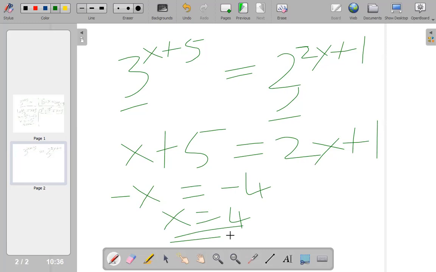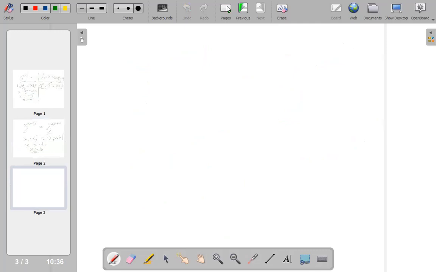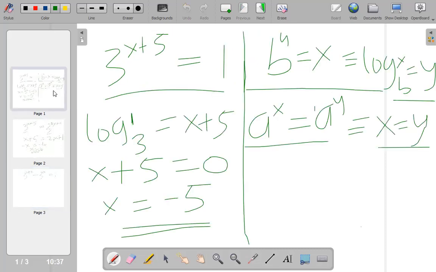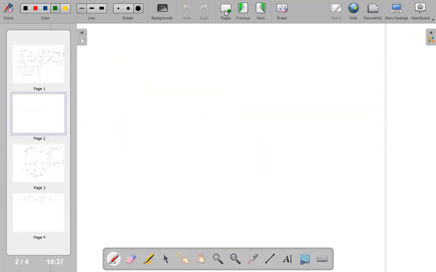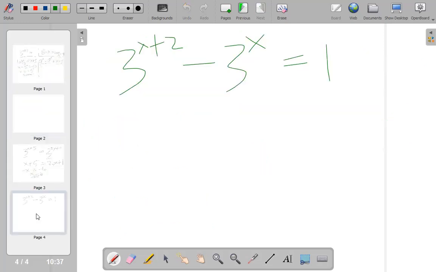Sometimes it could be twisted and not given to you directly in these forms. For instance, we could get 3 to the x plus 2 minus 3 to the x is equal to 1. If you look at this, you see that it's not in either of these two forms, form 1 or form 2. So what do you do? You try to make it be in one of those forms.